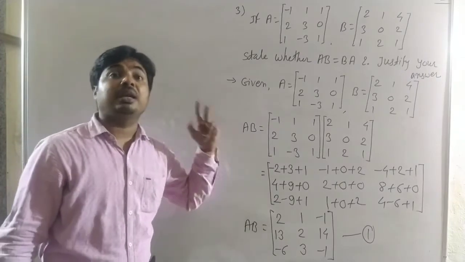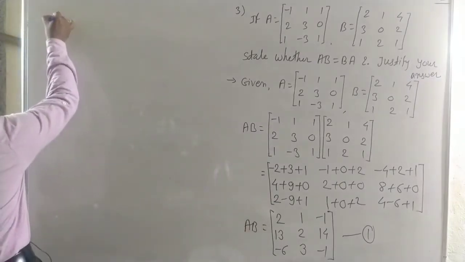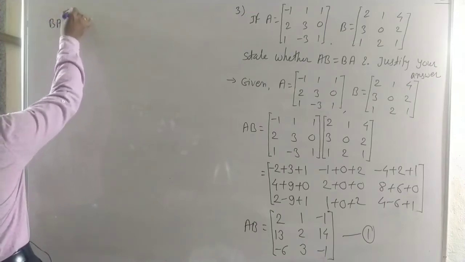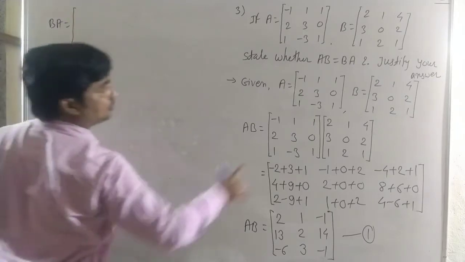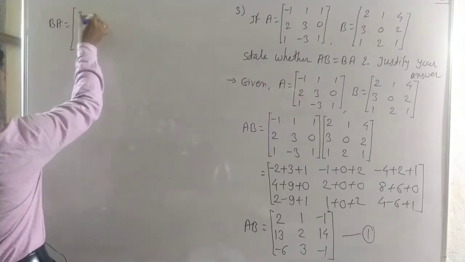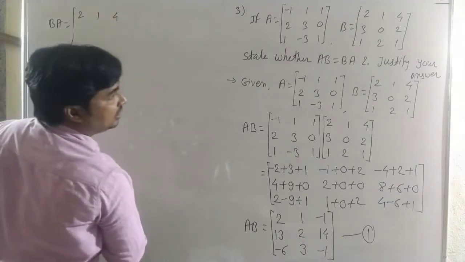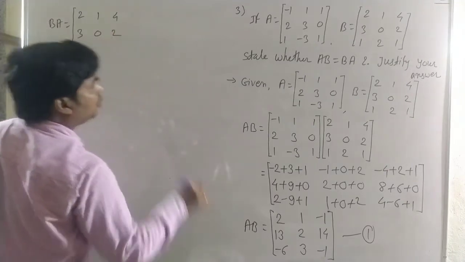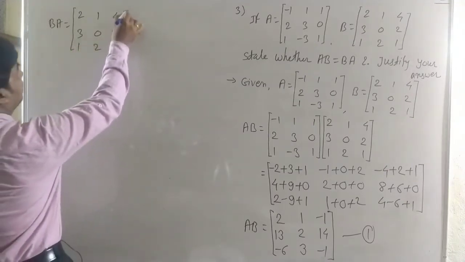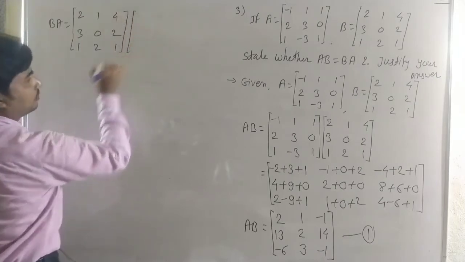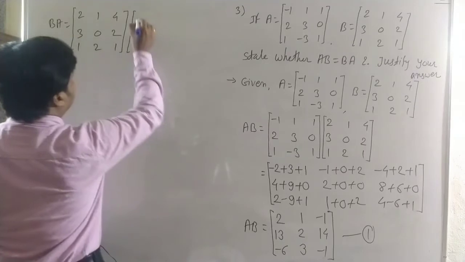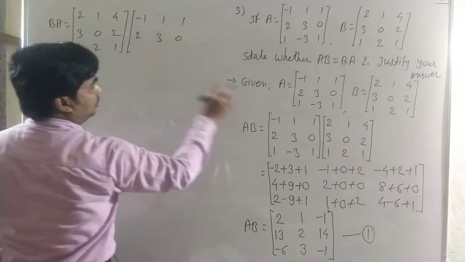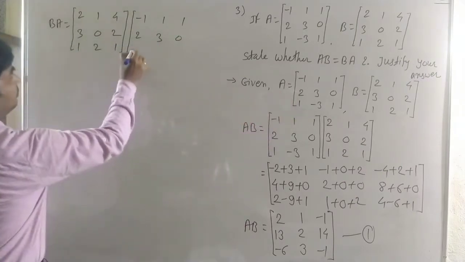Now we find BA. We write the first matrix, it is B: 2 1 4, 3 0 2, and 1 2 1. It is matrix B. Now we can write the matrix A: minus 1 1 1, 2 3 0, and 1 minus 3 1.